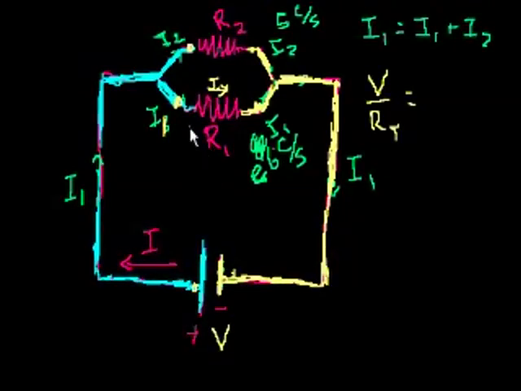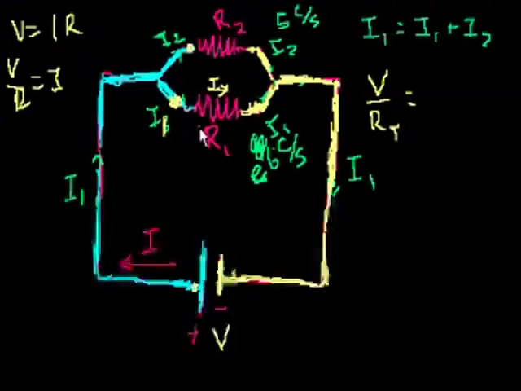Well, what's current I1? It's going to be the voltage across this resistor divided by the resistance, right? That's what Ohm's law tells us. V is equal to IR, or another way we could say it is V over R is equal to I. So I1 is equal to the voltage across this resistor. Well, we just said that voltage is the same thing as this voltage. The voltage here is the same thing as the voltage here. So the voltage across that resistor is still V, and so the current flowing across that resistor is V over R1.